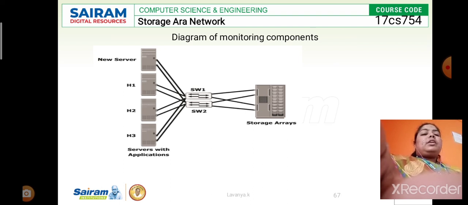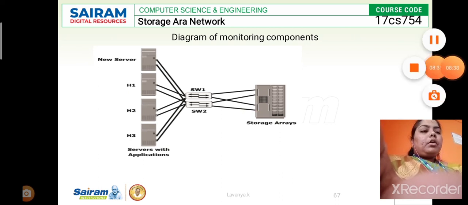What I am saying is, if any one of the devices is affected by any issue or problem, it won't affect the other neighboring nodes. There is no effect on them. They can easily communicate between the source and the destination by using the switches. So this is the diagram of the monitoring components. Then thank you.